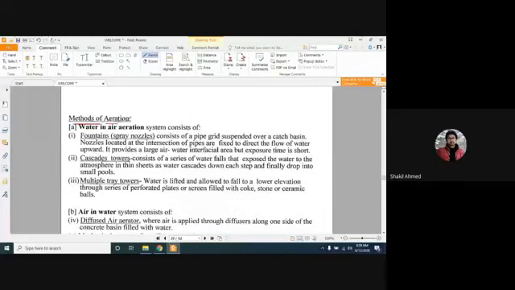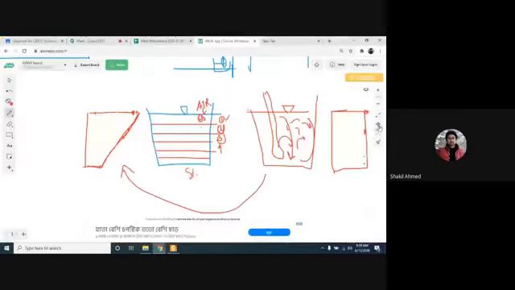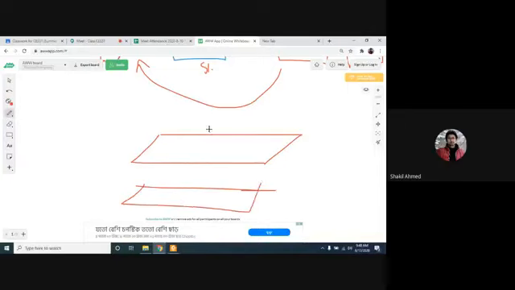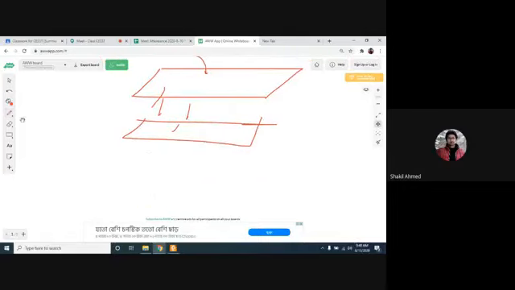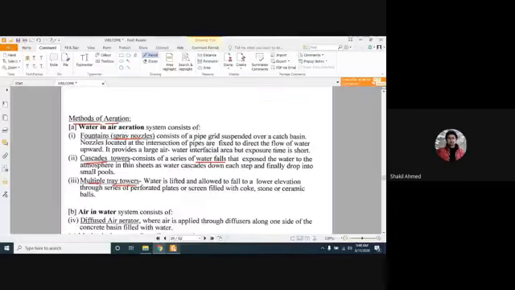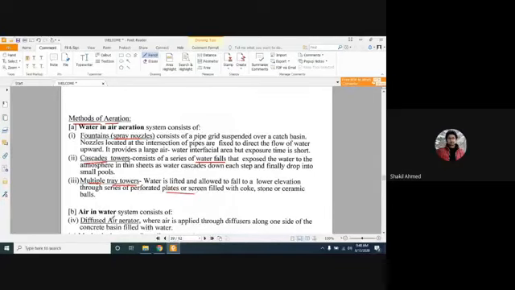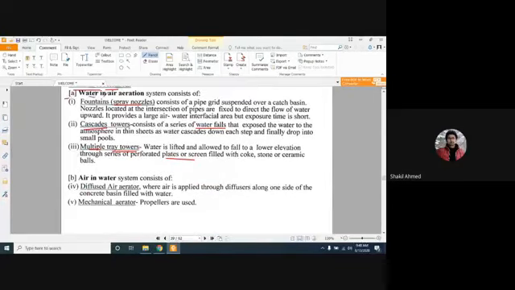Methods of aeration. As I told you, spray nozzles can be used, cascade towers, where water falls from an elevated tower, then multiple tray towers. You can use multiple trays, like here is one tray, here is another tray. The water first comes from there and sprinkles onto this layer, and then from there to there. So there may be different methods. Water is lifted and allowed to fall from a lower elevation through a series of perforated plates. So this is basically water in air aeration.